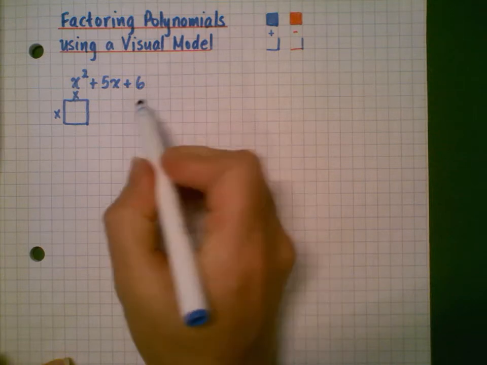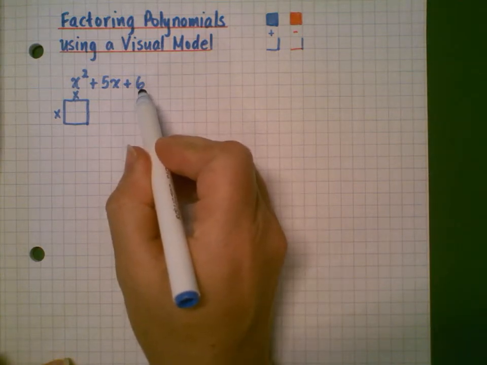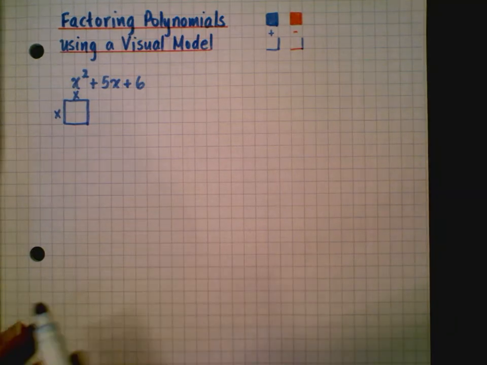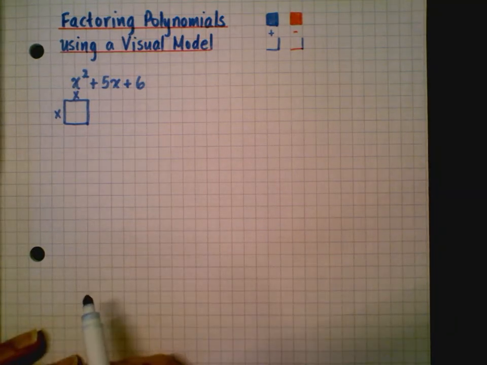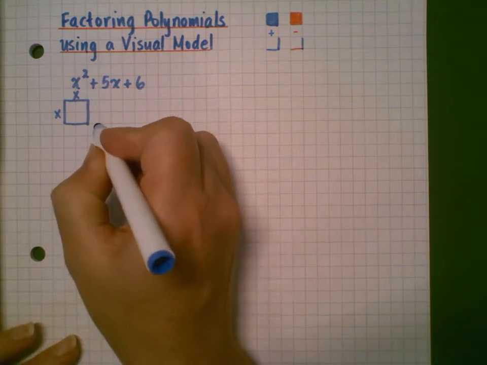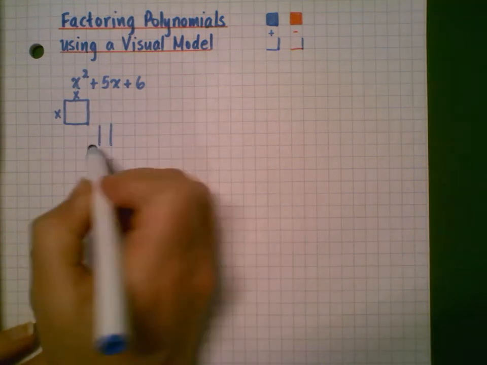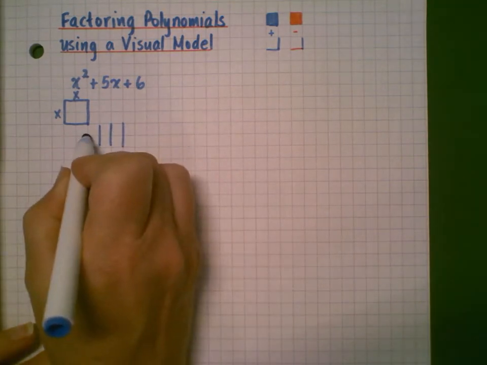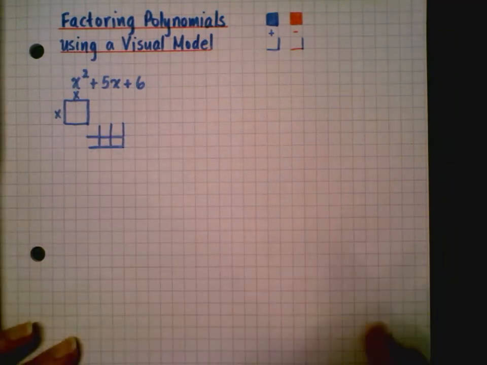So I'm going to think of how can I separate 6 into two factors, into two values that multiply together to make 6. And I can do that with 2 and 3. So I'm going to show 2 times 3. I'll do this way, 3 lines and 2 lines.